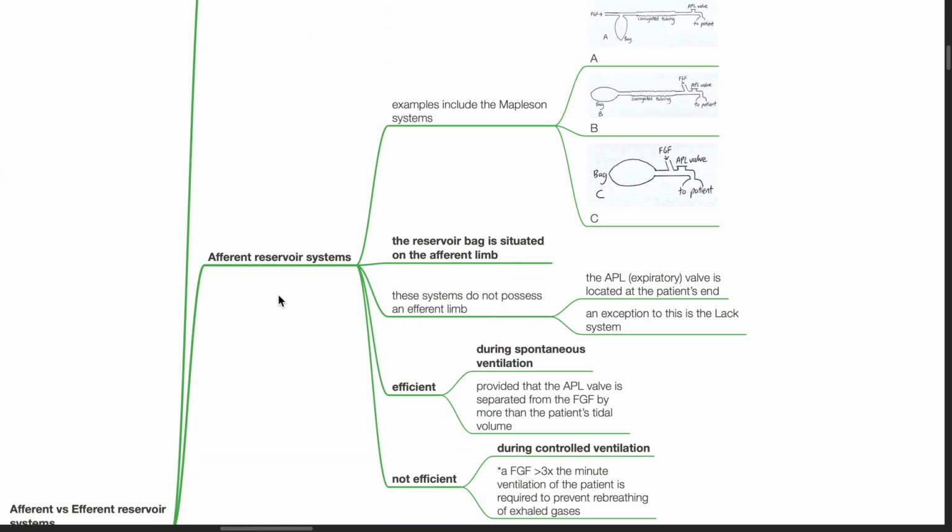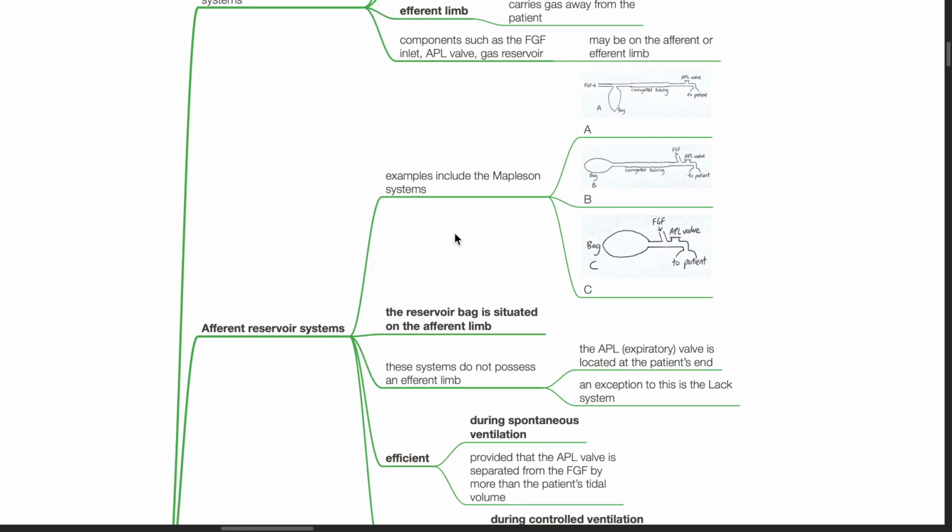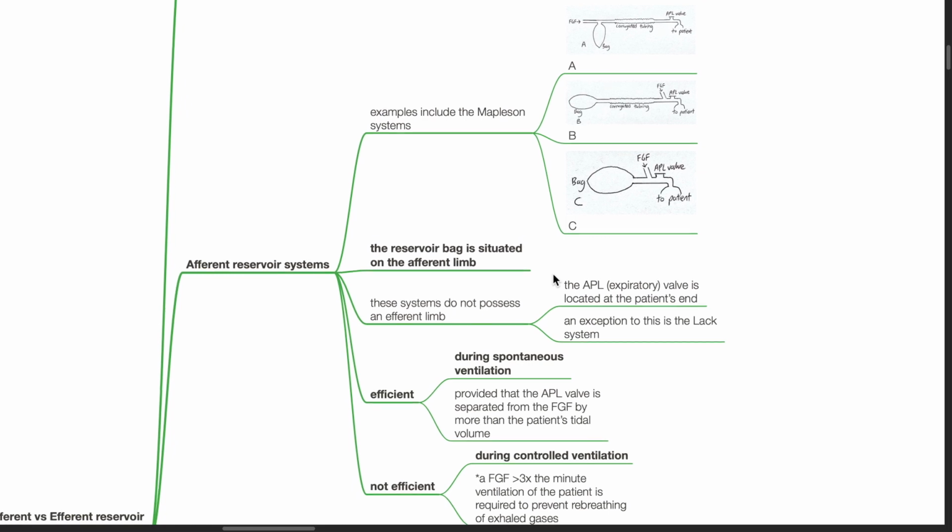Afferent reservoir systems. Examples include the Mapleson A, B, and C systems. The reservoir bag is situated on the afferent limb. These systems do not possess an efferent limb. The APL valve is located at the patient's end. An exception to this is the Lack system.